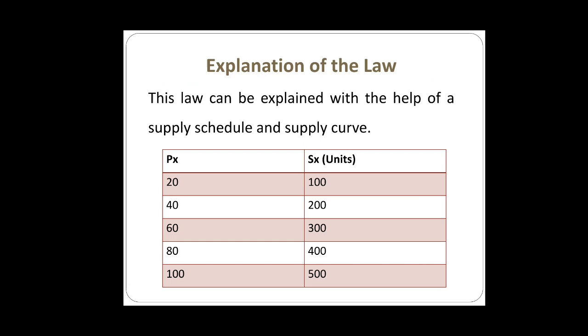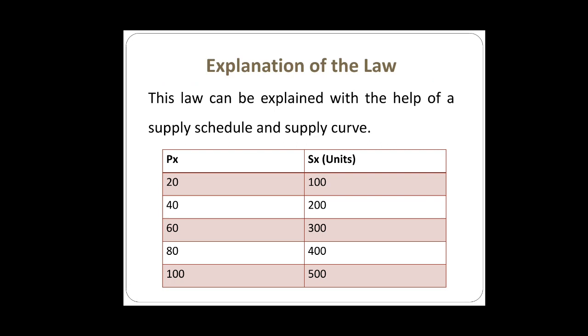Students, this law can be explained with the help of a supply schedule and supply curve based on imaginary figures as given here in this table. The table shows that when the price of commodity X rises from rupees 20 to rupees 100 per unit, the quantity supplied of commodity X in the market also increases from 100 units to 500 units per period. Thus, with the increase in the price of commodity X, quantity supplied of commodity X also increases and vice versa.